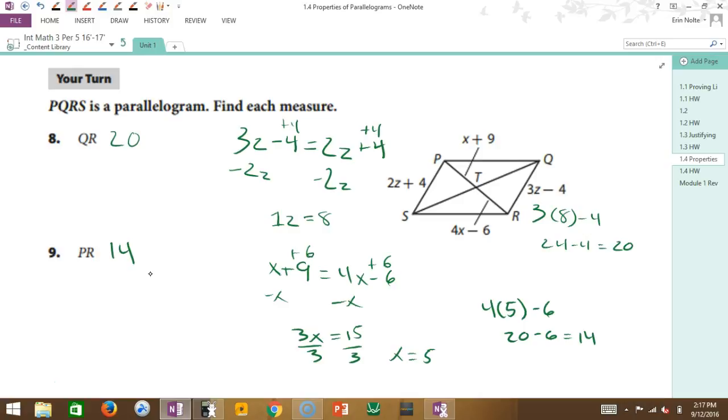Can somebody help give me a better reason besides that's just what we're supposed to do? Well, those two sides are equal. Yep. So because we have a parallelogram, we know that the opposite sides are congruent. So Logan solved that equation and got that the z value is 8. Did anybody else find a z value of 8? Yeah, I did.